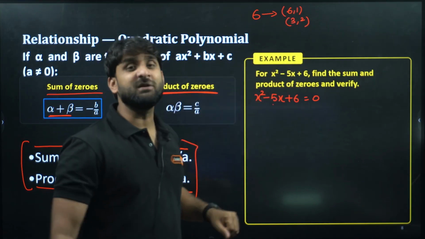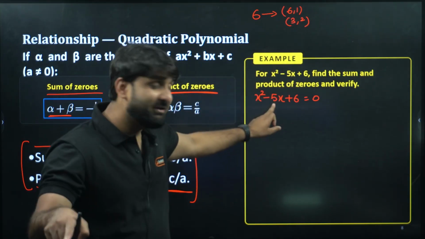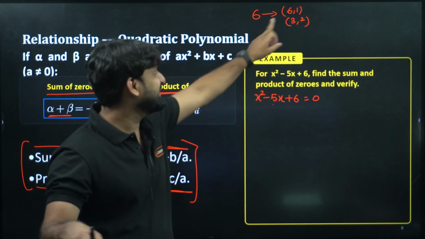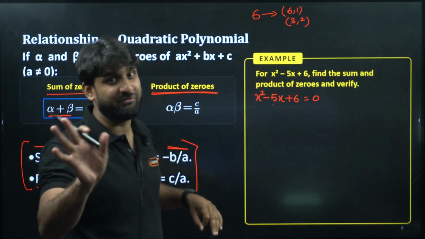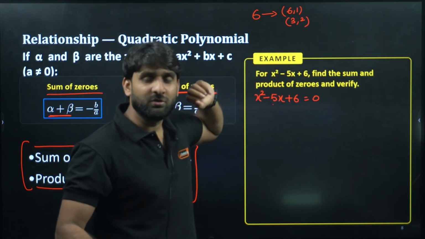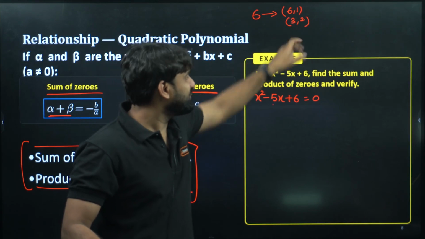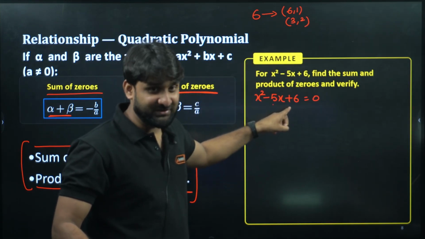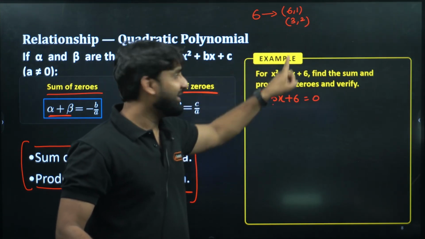So 6 plus 1 is 7. Middle value is 5. So 6 and 1 is not our friend. Now pick 3, 2. So 3 plus 2. Why are we adding? Because according to this sign. And when we are adding 3, 2, we are getting the middle value.